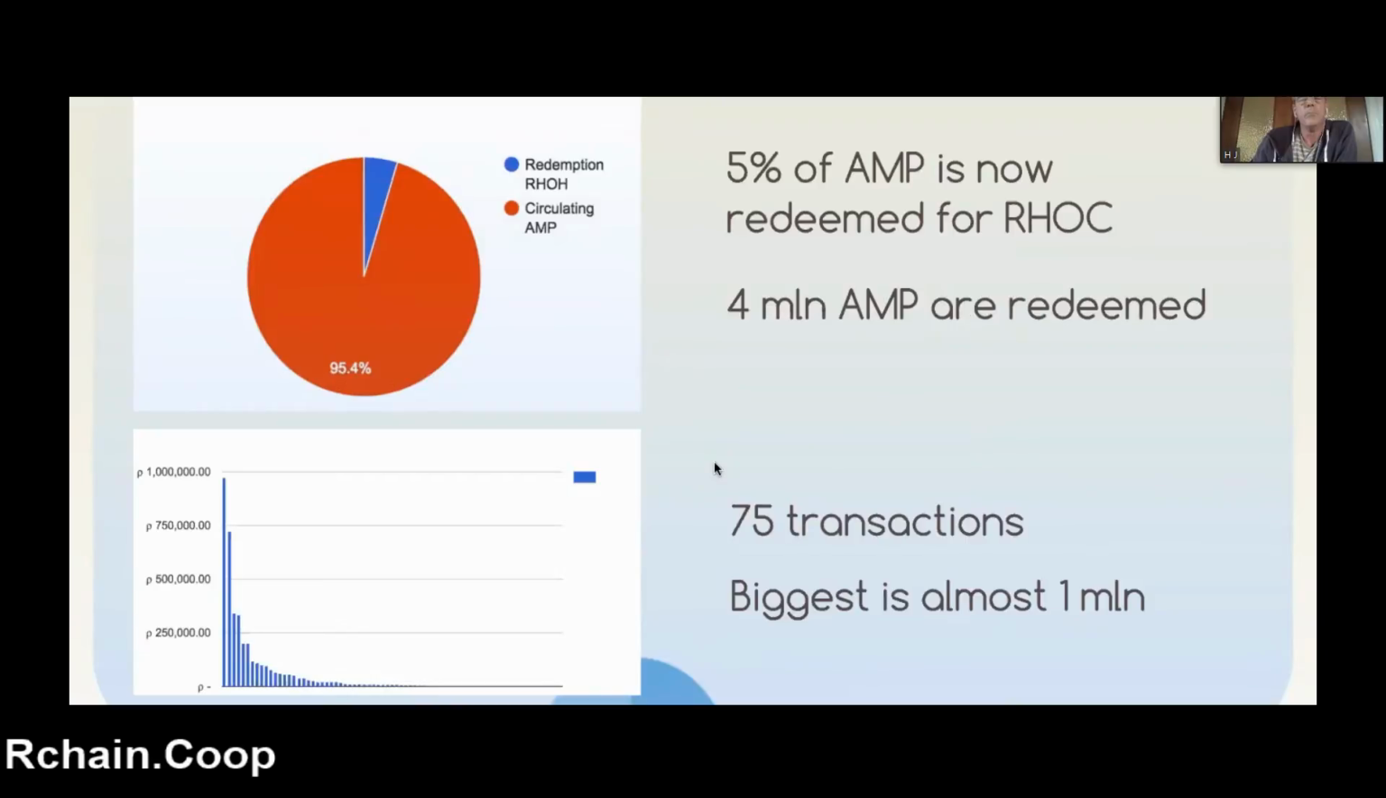This is a different way of presenting how the redemption is doing. This 95% is the amps which are in circulation, and you could say that about 5% of those amps are redeemed for ROC. About 4 million amps are redeemed, and there were about 75 transactions until now. And the biggest transaction was almost 1 million amps.